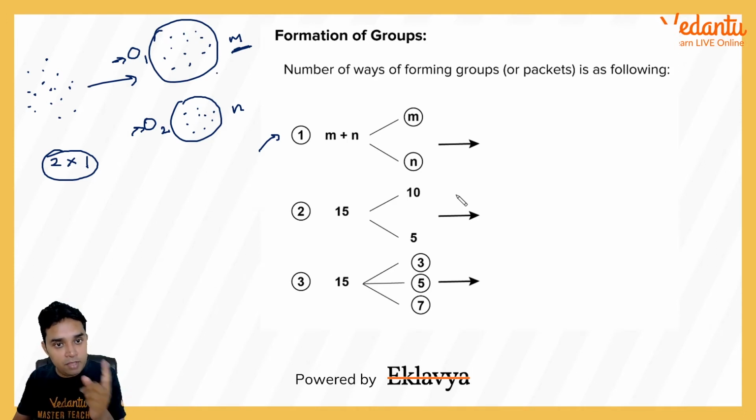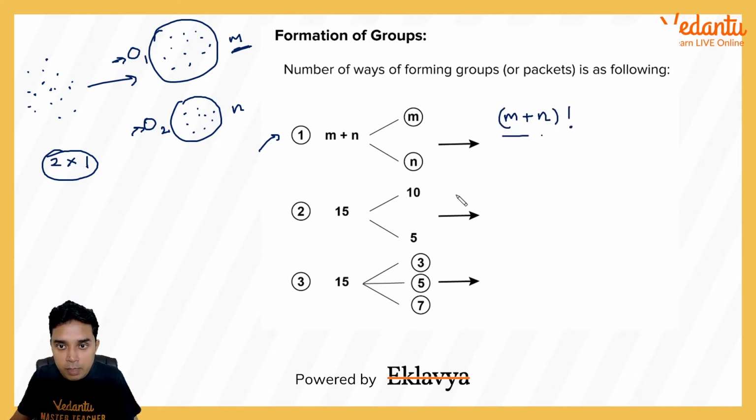So here the first thing is how to distribute them into two groups, one of them having m objects, the other having n objects. So there is a direct formula. Please remember this result. It is m plus n factorial upon m factorial n factorial. It is actually coming from m plus n C m, because we have to just choose m objects, the other group will be created automatically. So from here it is coming.